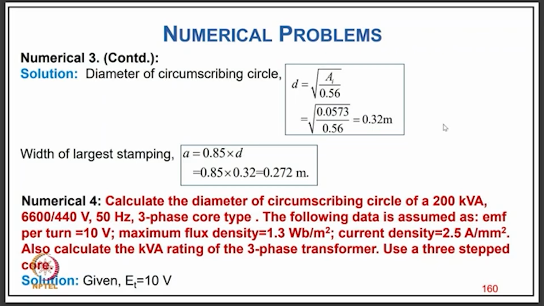Numerical problem 4: calculate the diameter of the circle of a 200 kVA transformer, 6,600 volt by 400 volt, 50 Hz, 3-phase core type. Assume EMF per turn 10 volt, maximum flux density 1.3 Tesla, and current density 2.5 ampere per millimeter square. So calculate the kVA rating of the 3-phase transformer with this step.